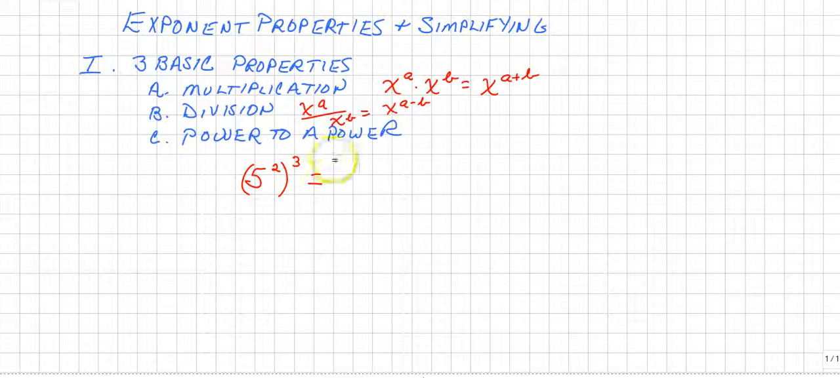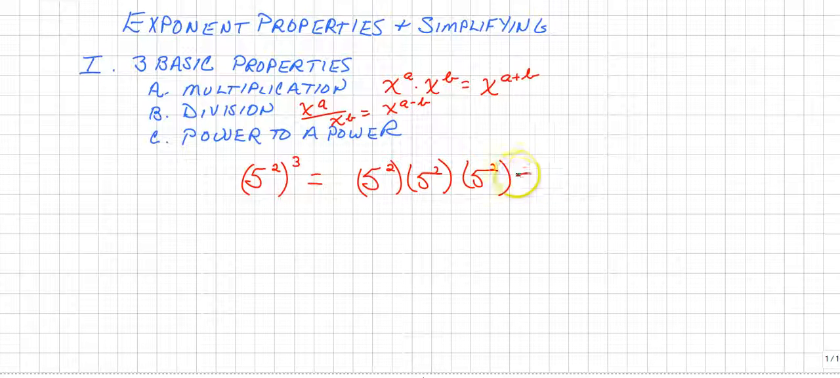Well, if you're cubing 5 squared, you're taking 5 squared times 5 squared times 5 squared. Of course, this is the long way to do it, but it kind of shows how the property works. Now 5 squared times 5 squared times 5 squared, we can go back to the first property of multiplication, which says if you have like bases, which we do, all the 5's are the same, you just take the powers and add them together. So that's 5 to the 6th power.